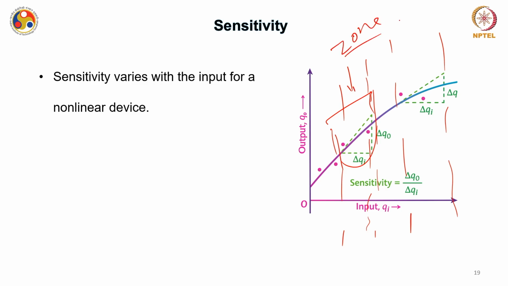Okay, because we have seen the zonal drift. Similarly, the concept of zone I am bringing here. The sensitivity in this zone and the sensitivity in this zone can be different, and that is also perfectly fine, that this device has different sensitivity in different regions.